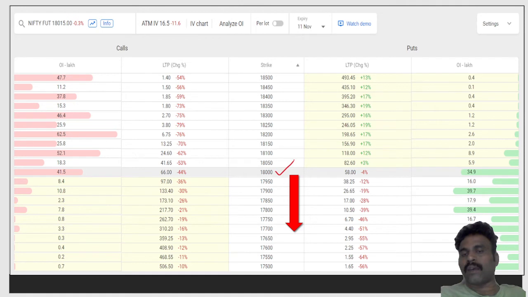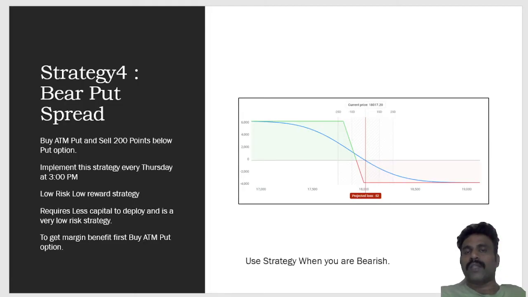So we are buying a put option and we are selling a put option. We are doing both in this particular strategy. This strategy is called bear put spread. Bear means downtrend, bull means uptrend. So the strategy that we are discussing now is bear put spread.